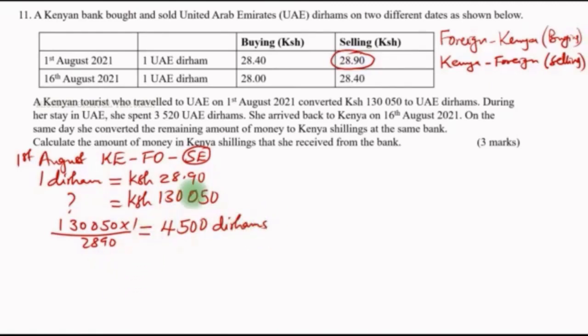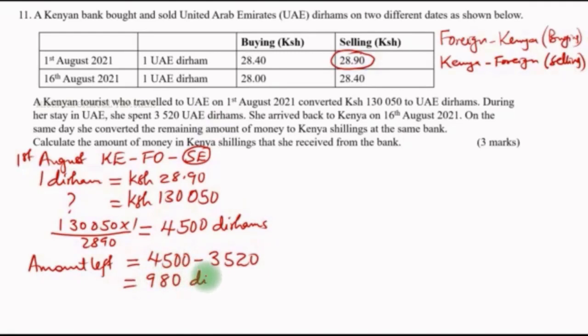Then the amount left. We are being told that during her stay in UAE she spent 3,520 dirhams. So the amount left after spending will be the total amount, which is 4,500 dirhams, minus the amount that the tourist spent, and this will be 980 dirhams. That was the amount remaining.